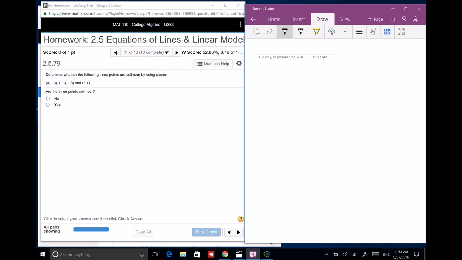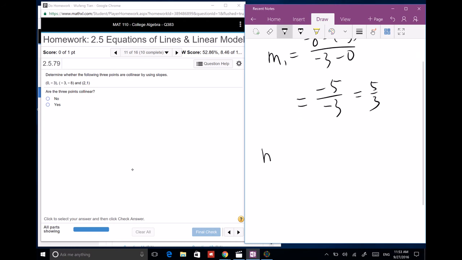Determine whether the following 3 points are collinear by using slopes. So if they have the same slope, they might be on the same line. Okay, the first one, slope 1 is -8 minus -3 over x2, which is -3 minus 0, which is -5 over -3, which is 5 over 3.